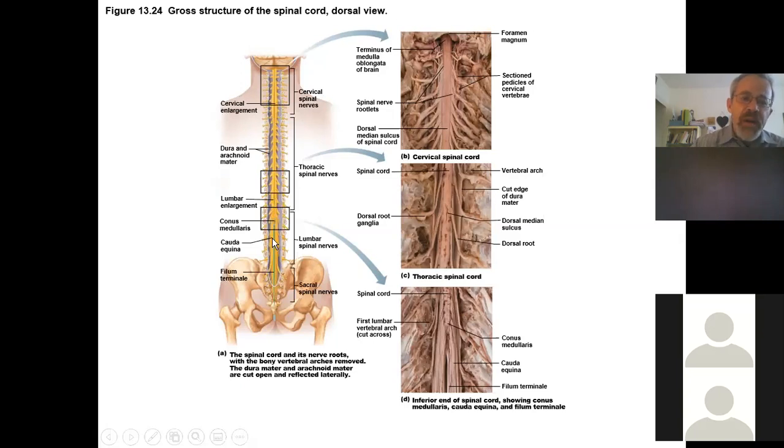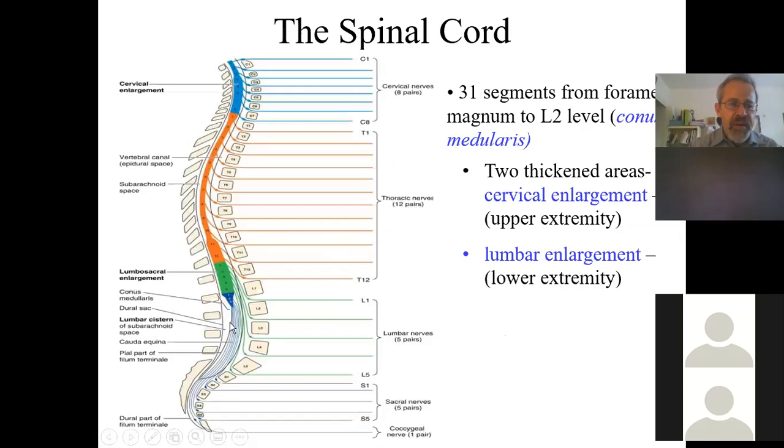Way down here, this area where you see these spinal nerves kind of radiating out, and I'll go back again. Kind of this area right here. This is where we see these nerves. This is called the cauda equina. The cauda equina consists of the spinal nerves that travel downwards below the spinal cord.